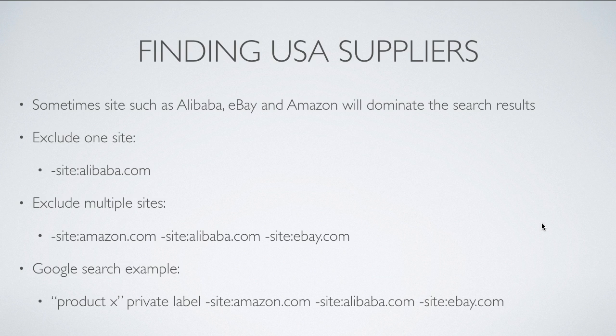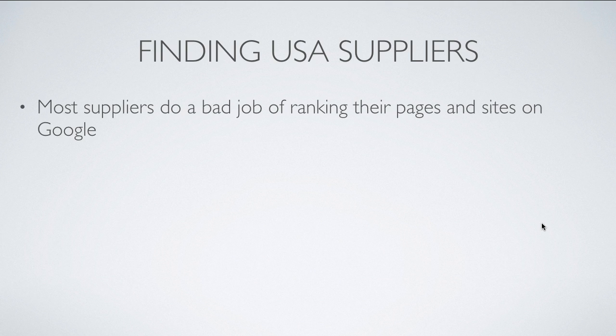Now, one very important note is that suppliers and manufacturers are horrible at ranking their pages and their sites on Google. Okay, so when you search for whatever product you're looking to private label on Google, unfortunately, a lot of good suppliers will not show up on page 1 or even page 2 or page 5.